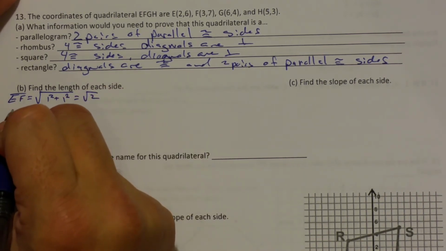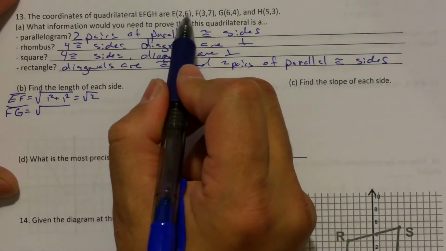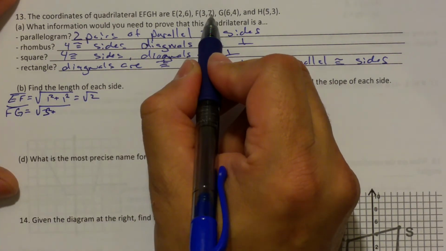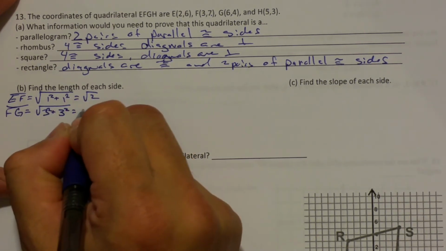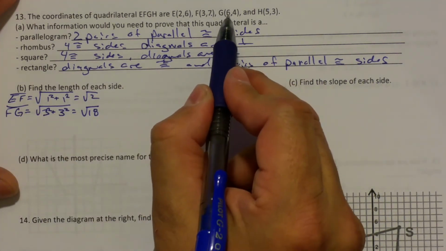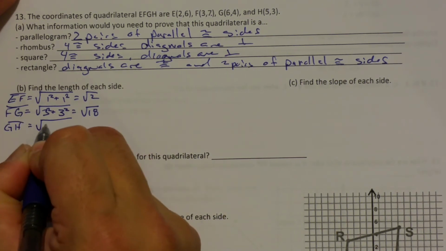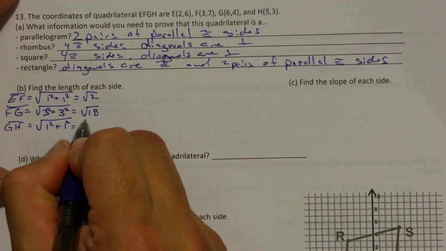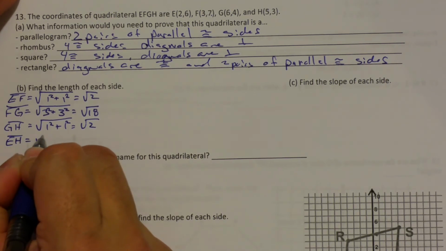So next one's going to be FG. How far is it from 3 to 6? It's 3. How far is it from 7 to 4? It's 3. So it's 9 plus 9, square root of 18. GH, so that's 6 to 5 is 1, and 4 to 3 is also 1. Square root of 2.